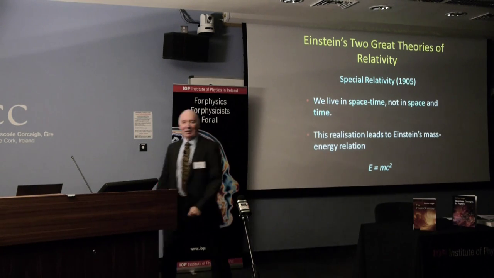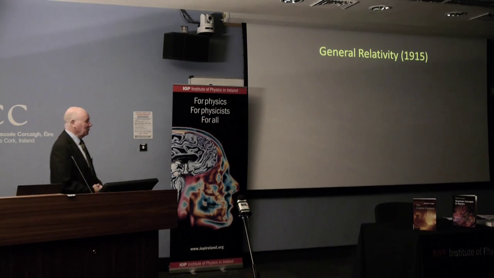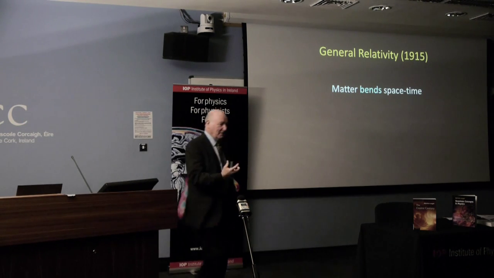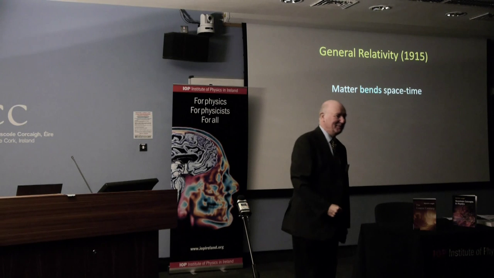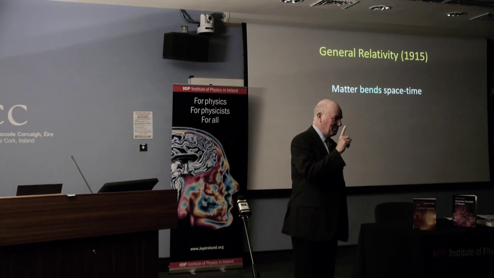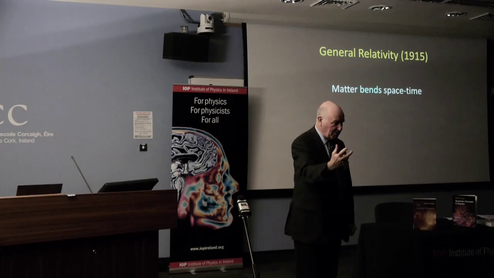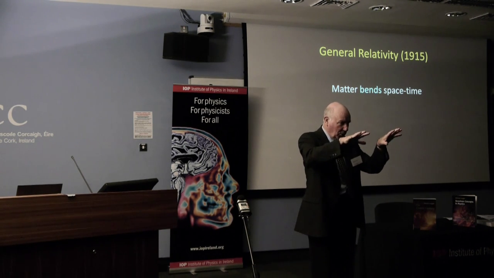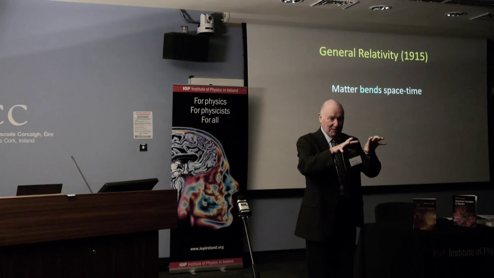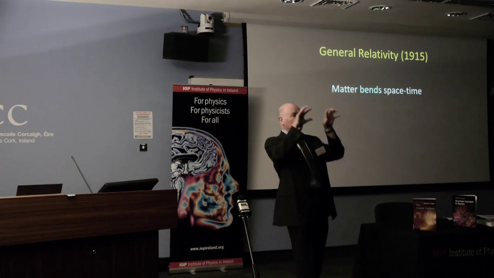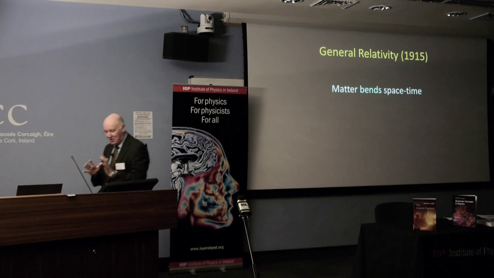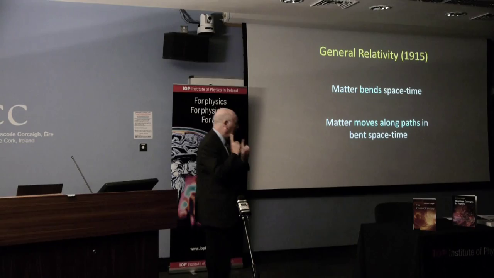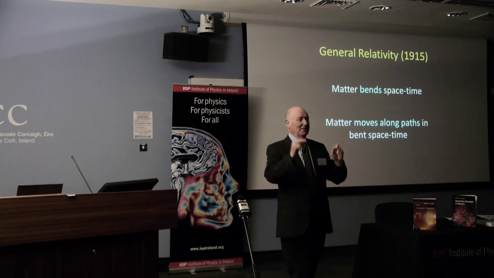So let's now do general relativity. Here's what you need to know about general relativity. And that is, matter bends space-time. Now, notice the key thing, it's bending space-time. It's not bending just space, and it's not bending just time. It's the four-dimensional manifold that you're working in that is getting bent by the presence of matter. It's gravity acting on space-time. So that's the first part of the story. Then the matter moves along paths in bent space-time.